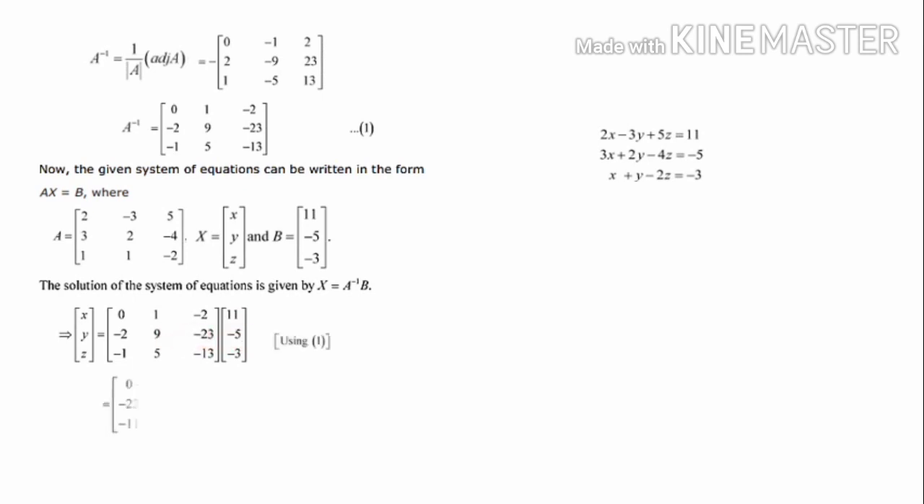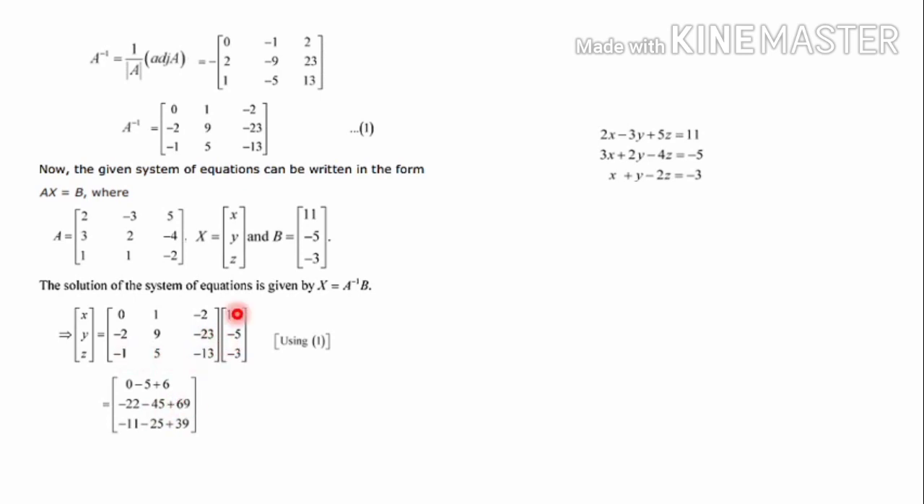Then go for multiplication. First row, first column, that is 11 into 0. 11 into 0 is 0. 1 into -5, that is -5. -2 into -3, that is +6. Second row with the column, that is -2 into 11, that is -22. Then 9 into -5, that is -45. -23 into -3, that is +69.